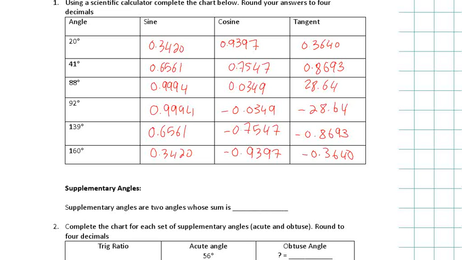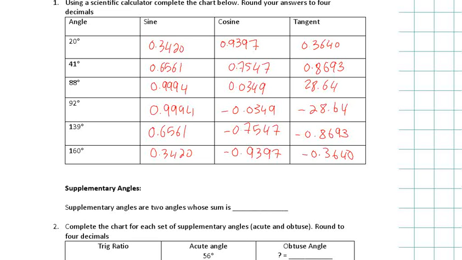Good, that's a good observation. What else do you notice? Sorry, what's the question? What else did you notice? Some have the same numbers. Which ones? 88 and 92. Okay, so you've noticed that 88 and 92 have the same numbers.